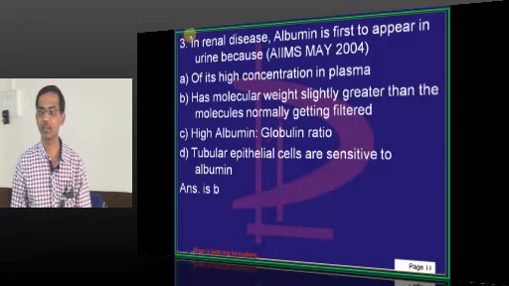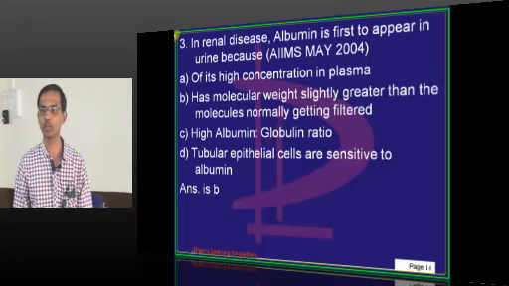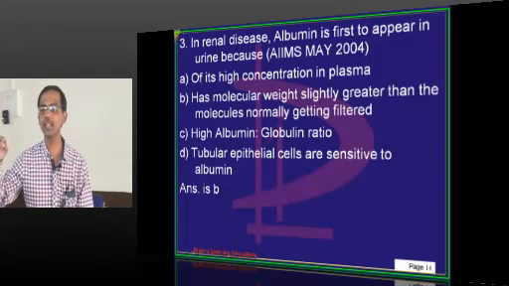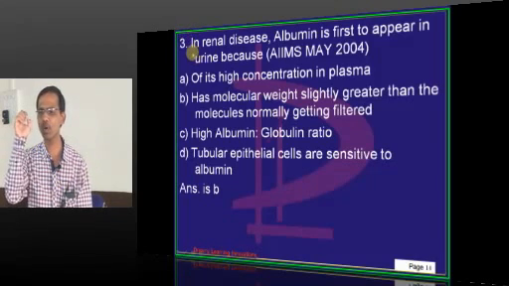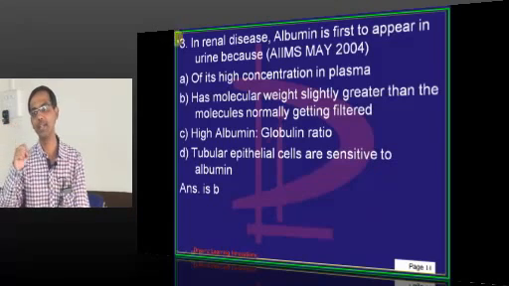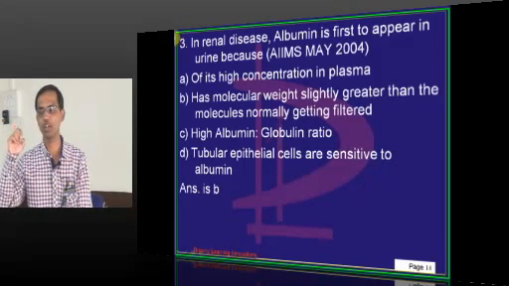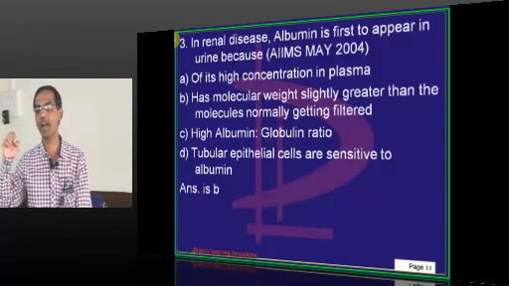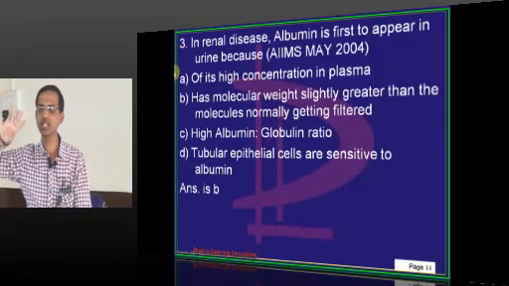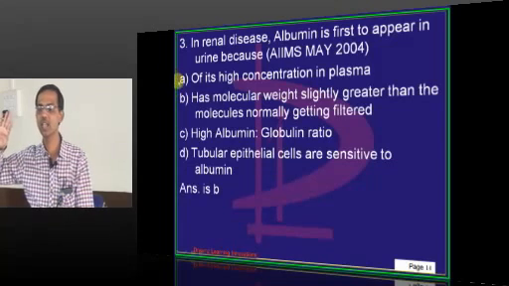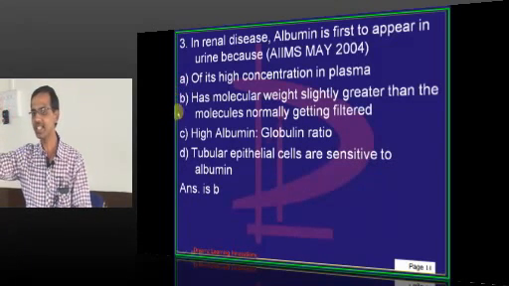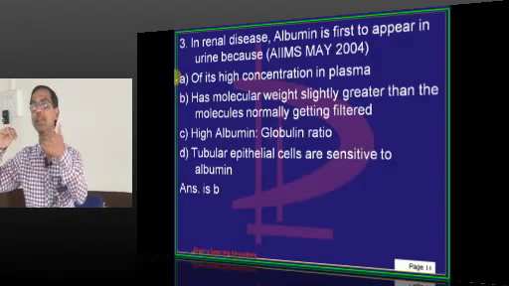It's a low molecular weight protein, the lowest among all the 4. The molecular weight is slightly greater than normally filtered solutes. There are very small, rare solutes in the plasma. They can be drugs, they can be foreign substances, they can be ions which can get filtered. Among the 4 plasma proteins, the lowest size is albumin, 59 kilodaltons. That is slightly larger than what are normally getting filtered.